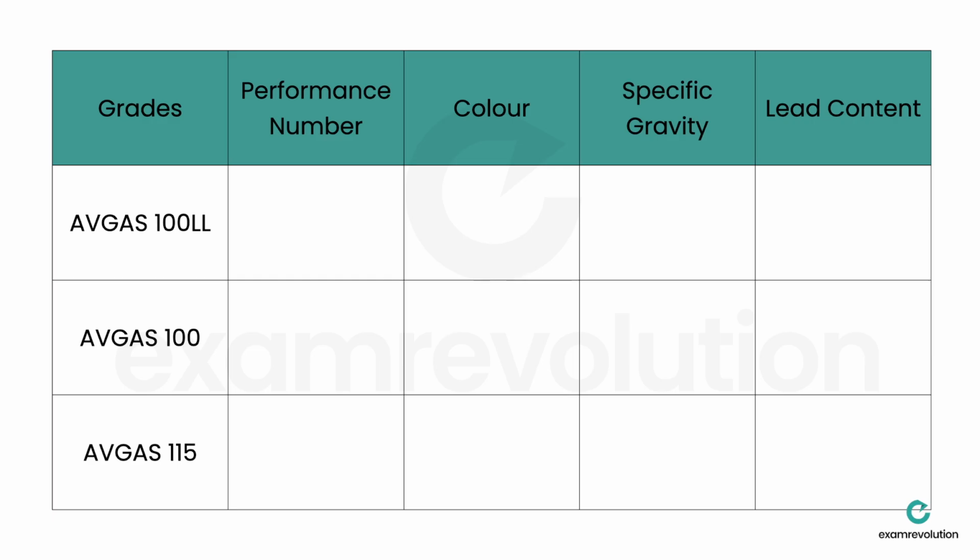You have avgas or aviation gasoline 100 LL, which stands for low lead. You've got avgas 100 and then avgas 115. Then the performance number: you've got 100 to 130, both for avgas 100 LL and for 100, and 115 to 145. So these are the octane ratings for your engine that can use this type of fuel. Aviation gasoline is normally identified by a color. For 100 LL or low lead, it's blue in color, and for just avgas 100, it's green in color.